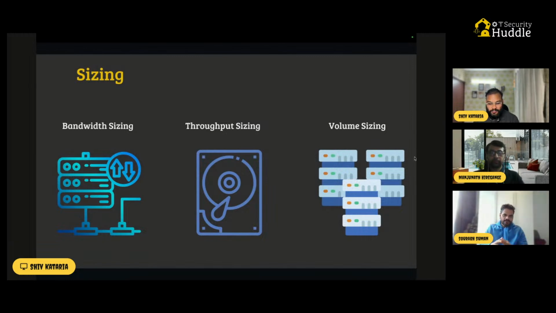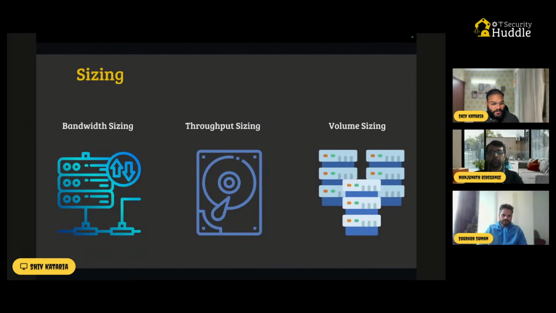Then we have volume sizing. It's basically about retention. Do you want to see your 3 months of data at once on the screen, or just 1 month's data on the screen, and the rest you want to put in archive mode or in cold storage mode? That's why sizing is very important whenever you do a log management solution, or you go for a SOC, or a SIEM solution.